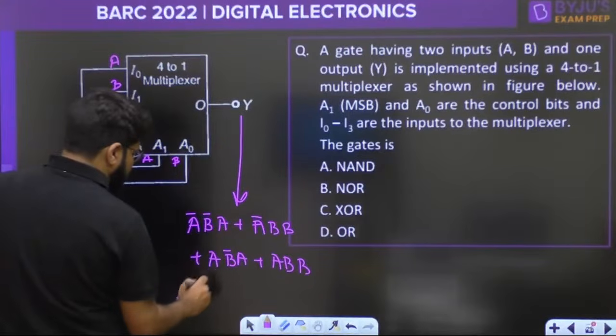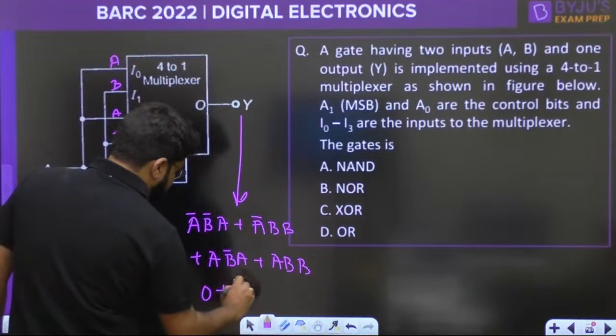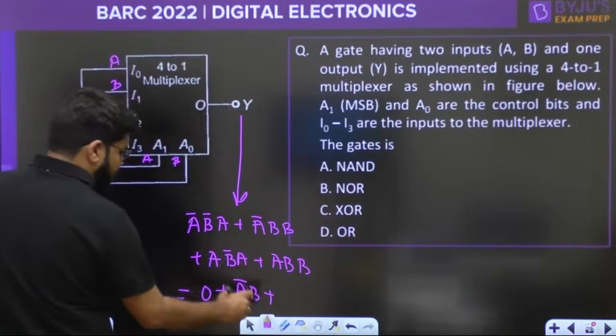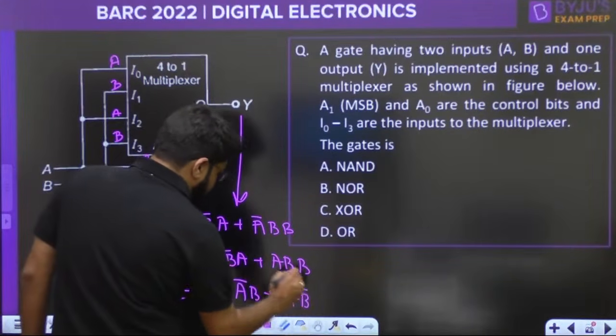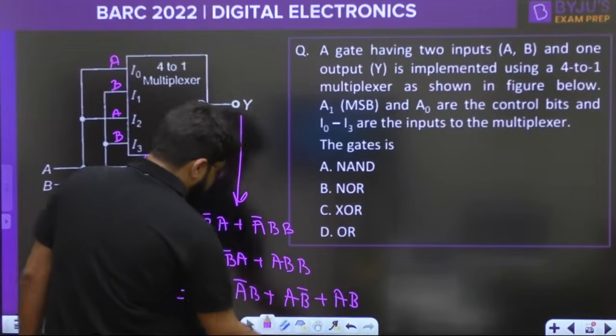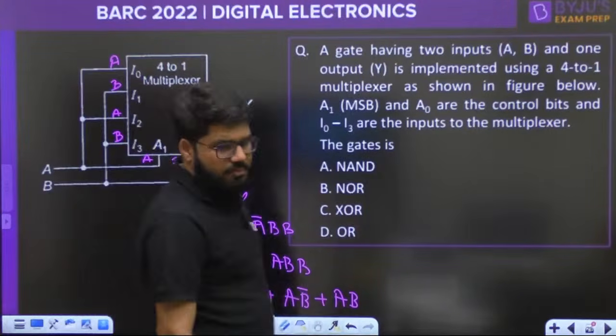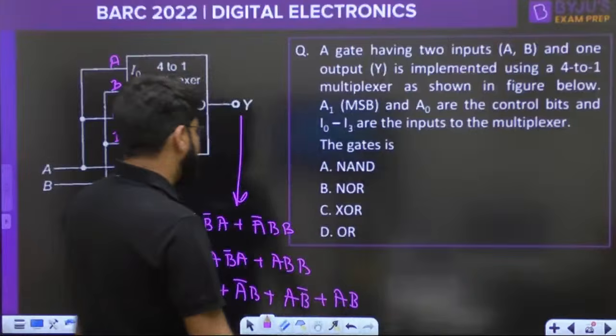A bar into A is 0, A bar into B into B, B into B is 1, so A bar B. A into A is 1, so A B bar, and A B B is just A B. So what should it be simplified as? You are getting the 0, 1, 1, 0 and 1, 1 combination. Then the answer is very clear.